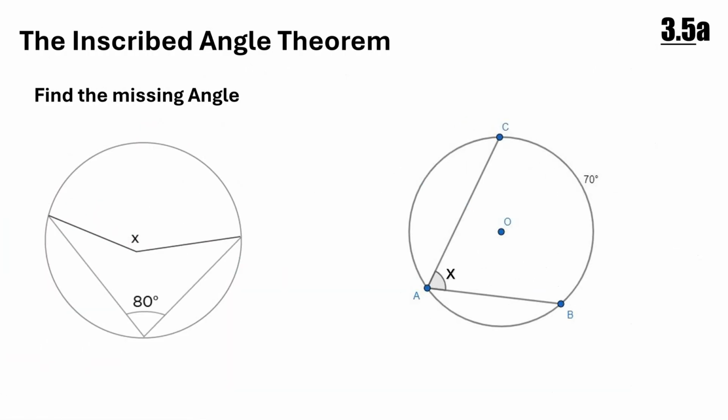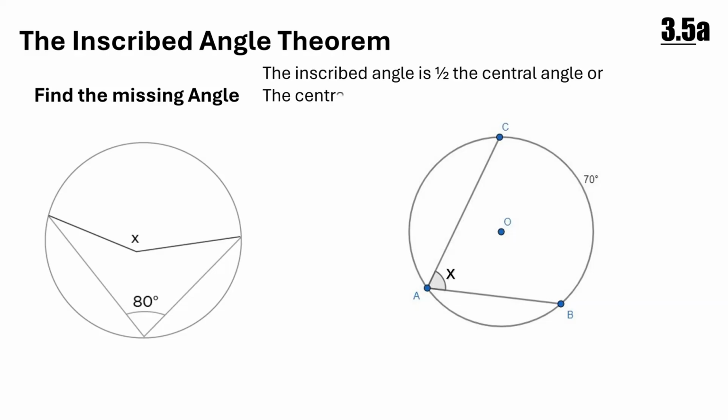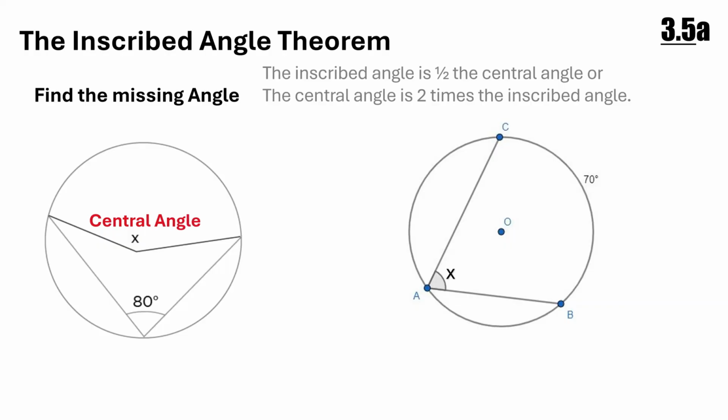The problems below ask to find the missing angle. The inscribed angle is 1/2 the central angle, or the central angle is 2 times the inscribed angle. In the left circle, x is the central angle. 80 degrees is an inscribed angle. Using the inscribed angle theorem, 80 degrees is 1/2 of x. To solve this equation, multiply both sides by 2 to get 160 equals x.